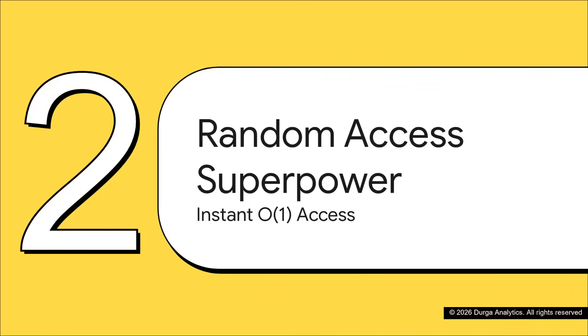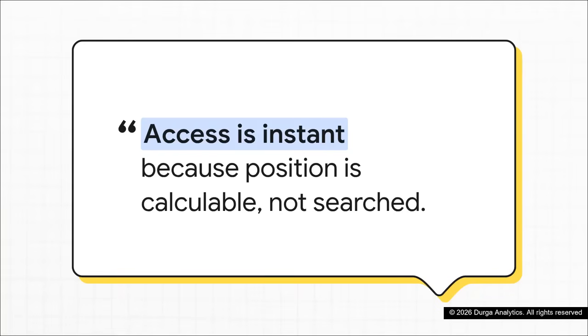Which brings us to Section 2, Superpower: Random Access. This contiguous physical layout is exactly what gives the array its defining architectural superpower. It's why arrays are the undisputed workhorses of software engineering.